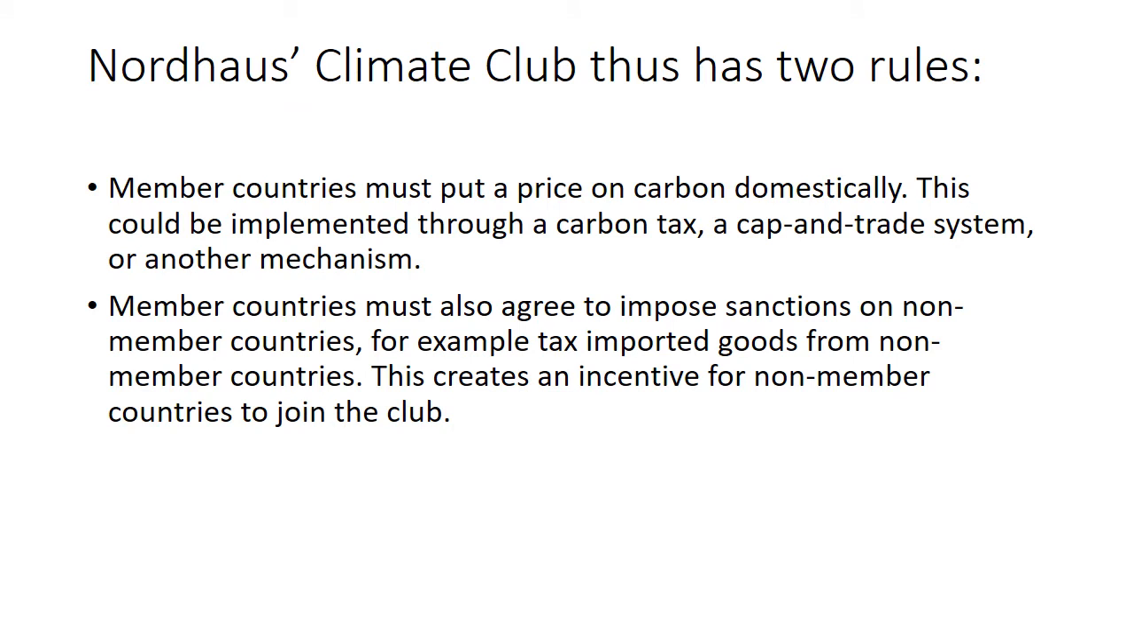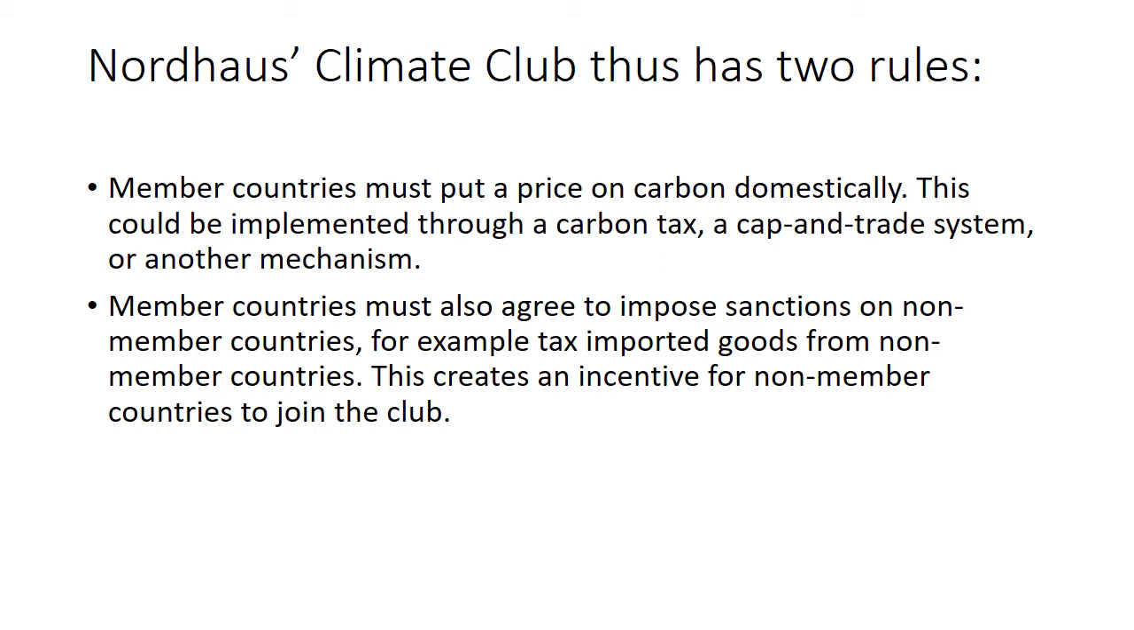Nordhaus's climate clubs have 2 rules. Member countries must put a price on carbon domestically. They must have this harmonized carbon tax. And this could be implemented through a carbon tax, a cap and trade system, or in another mechanism. Of course, he prefers the carbon tax. And the member countries must also agree to impose sanctions on non-member countries. For example, tax imported goods from non-member countries. And this creates an incentive for non-member countries to join the club. Okay, how does this work? Suppose we have a North American club: Mexico, the United States, and Canada.